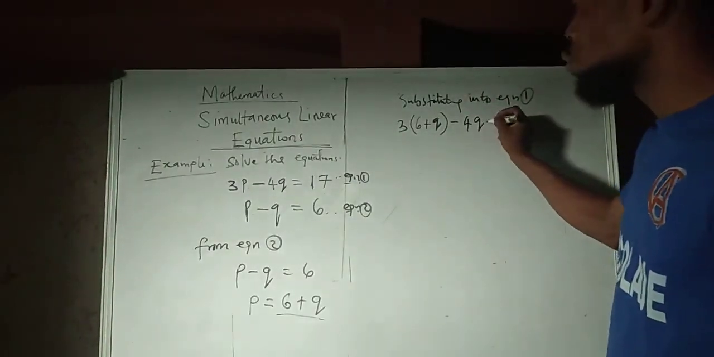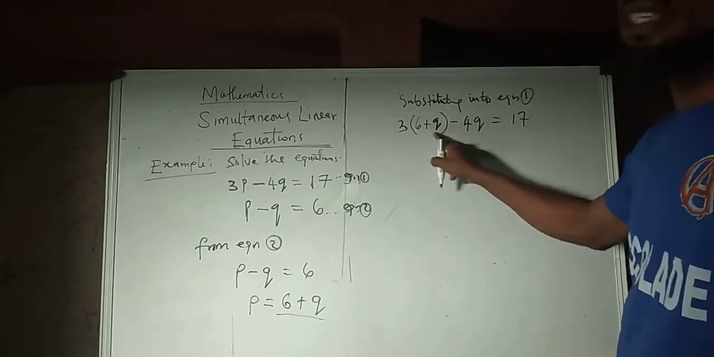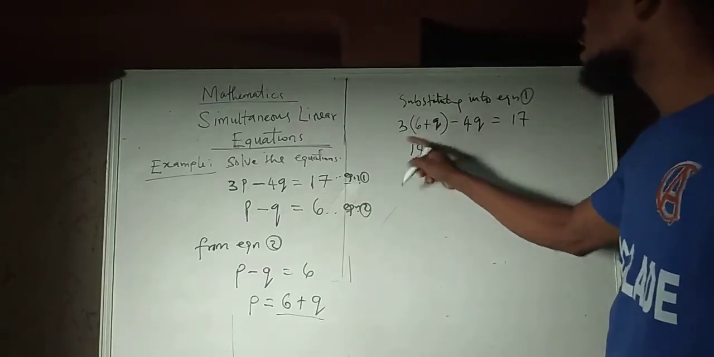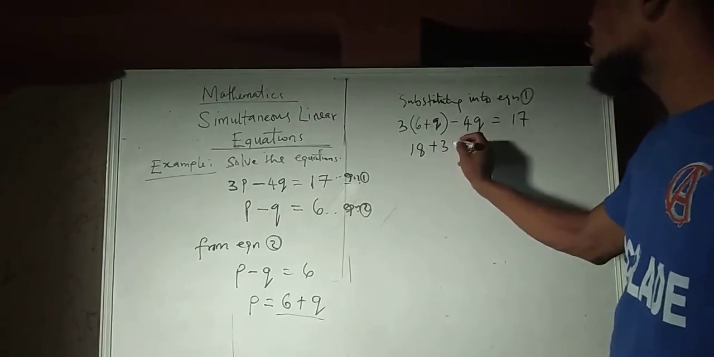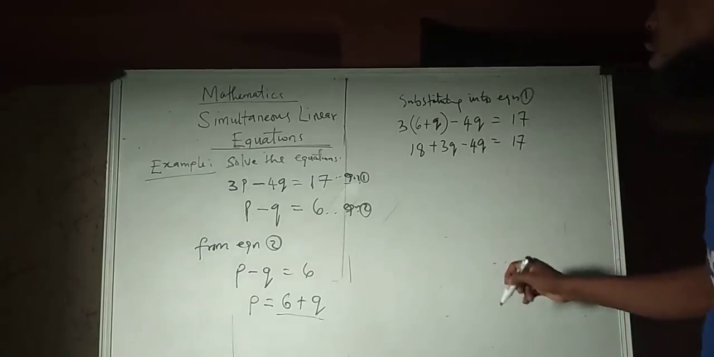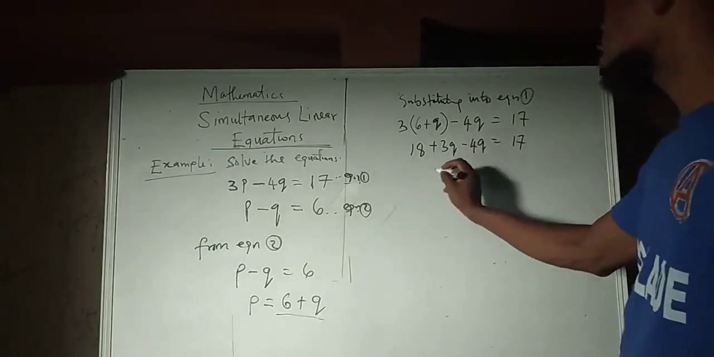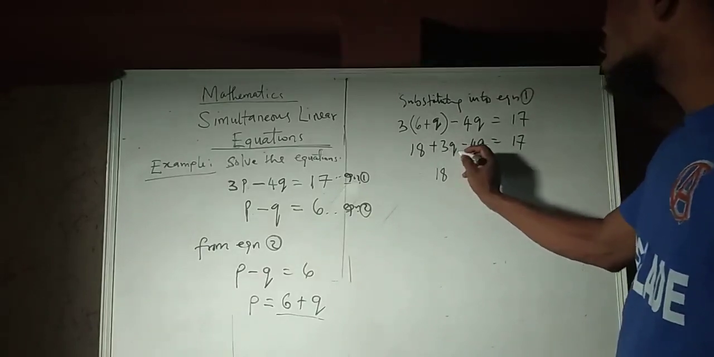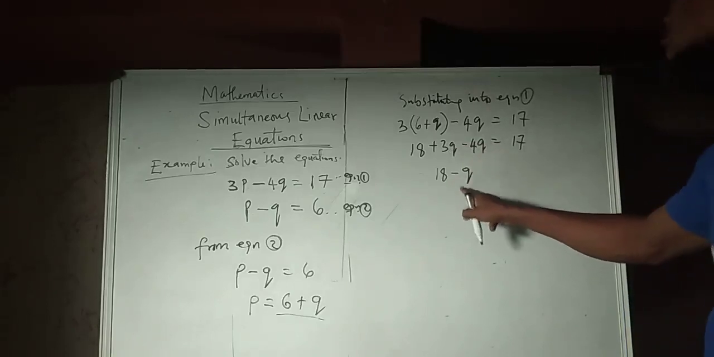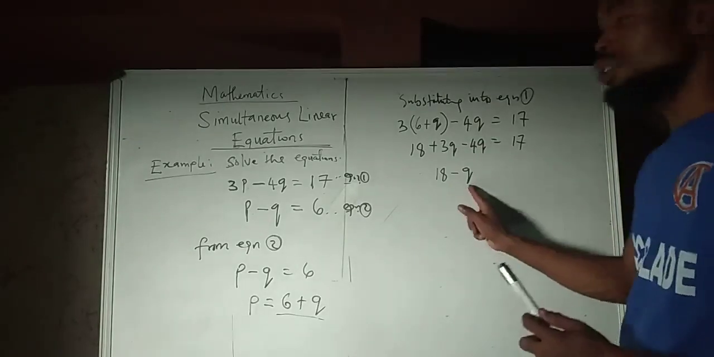Then minus 4Q equals 17. So I'll now have to clear this bracket. 3 times 6 gives me 18. 3 times Q gives me 3Q. Then minus 4Q equals 17. You see that? So let me simplify the left hand side. I'm going to get 18 plus 3Q minus 4Q, which gives me minus 1Q. Remember, I'm not writing the 1 because the minus sign alone is enough to tell me that I have 1Q here.